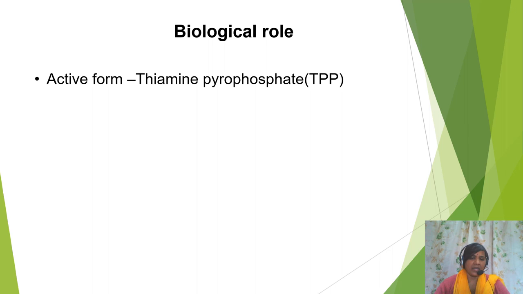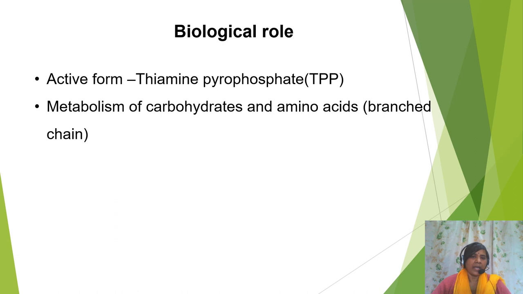So now you know about the dietary sources and also the requirement of vitamin B1. Next, let us know about the biological role of this thiamine or vitamin B1. The active form of vitamin B1 or thiamine is thiamine pyrophosphate. So TPP or thiamine pyrophosphate is the active form of vitamin B1. As I told you, this has a role in carbohydrate metabolism and also in amino acid metabolism, especially in the branched chain amino acid metabolism.